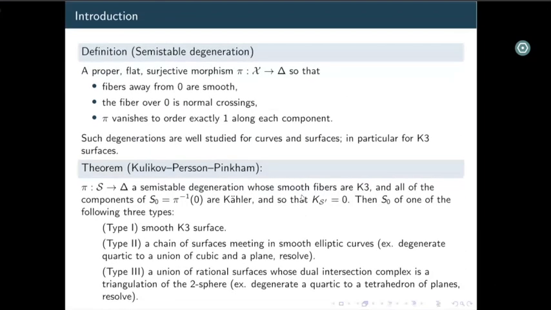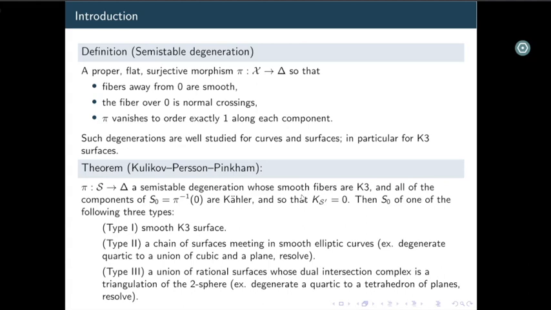And the third type is when the central fiber is a union of rational surfaces whose dual intersection complex is a triangulation of the two-sphere. For example, the standard example is you take a pencil of quartics going to the 4 coordinate hyperplanes in P3. Just taking the corresponding pencil, you'll get a singular space again, and resolving these things will give you a type 3 degeneration of K3 surfaces.